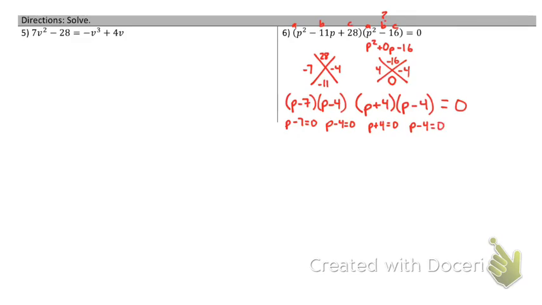Okay, so let's solve. Add 7 to both sides. So we'll go a little faster. P equals 7 here. Add 4 to both sides. P equals 4. Subtract 4 to both sides. P equals negative 4.